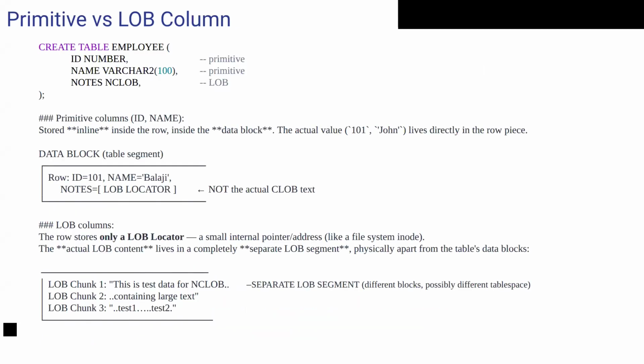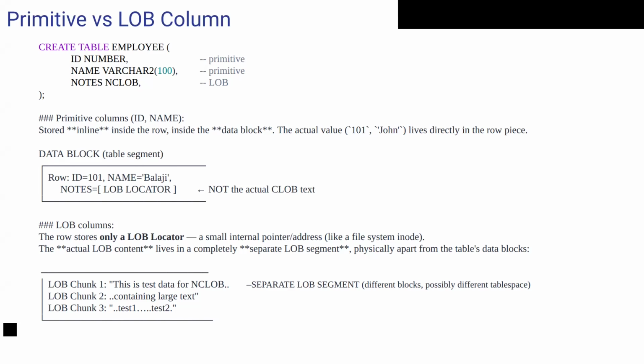Here I will explain how the data actually gets stored in the database. I have created a sample table called employee, which has ID as a number, name as varchar, and notes as NCLOB. Primitive columns are stored as is, whatever is being passed. For example, I have an ID of 101 and the name is John. It is stored as it is. So that's how the data gets stored.